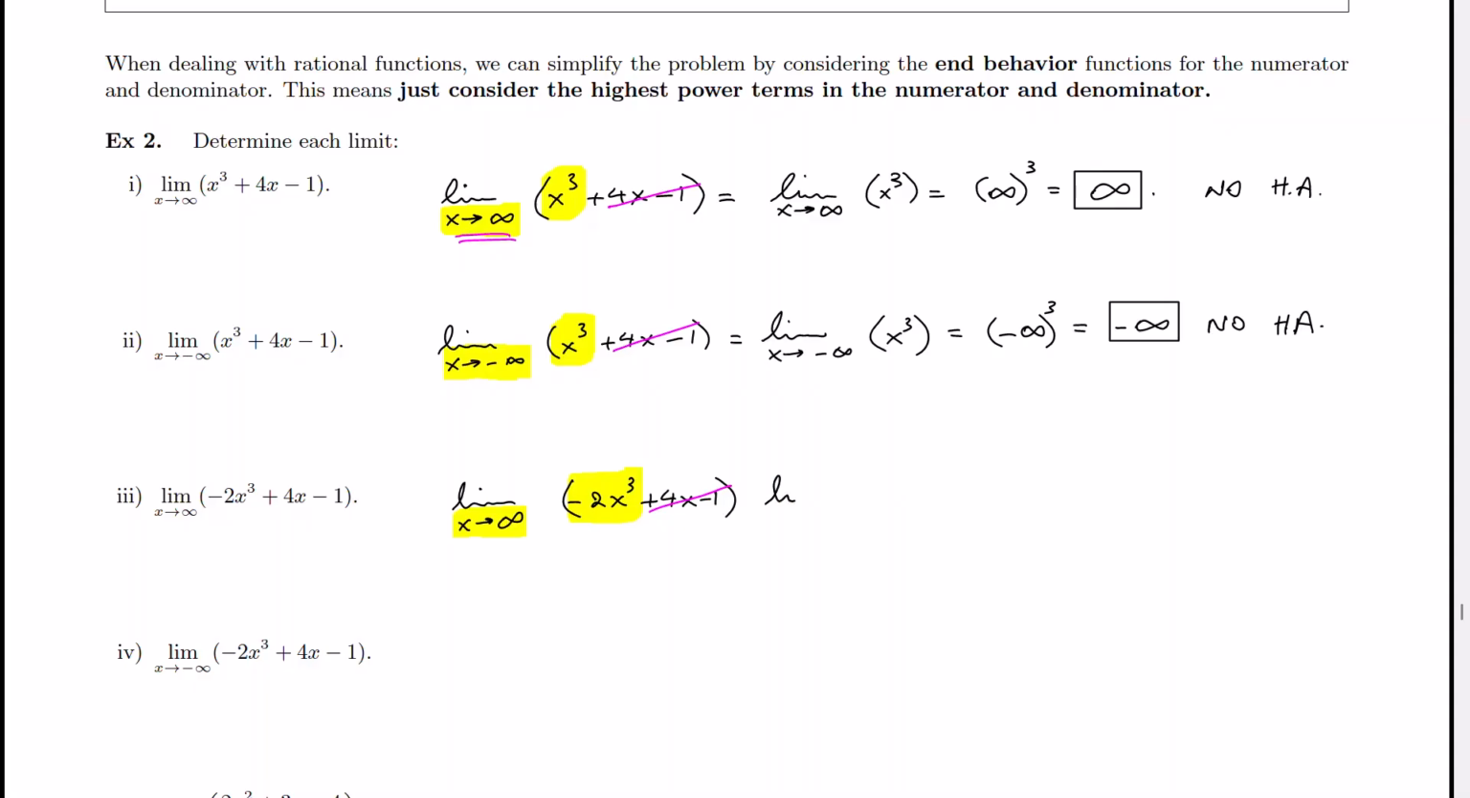And so the limit in this problem will basically be equal to the limit as x goes to infinity of negative 2x cubed. In this case, I'm going to plug infinity into the x. So what am I dealing with? I'm dealing with negative 2 multiplied by infinity to the power of 3. Infinity to the power of 3 is infinity, multiplied by negative 2. The whole thing is going to be negative infinity eventually. And again, that means the function I'm working with does not have a horizontal asymptote.